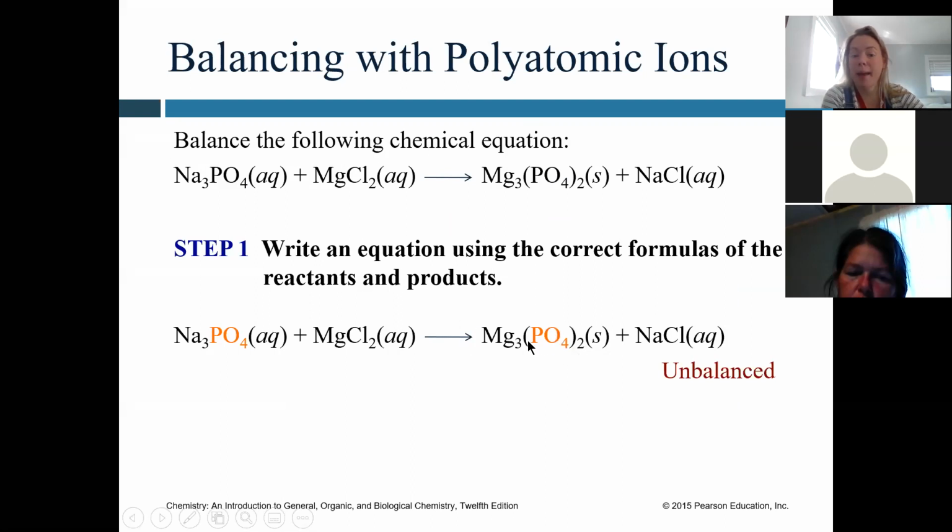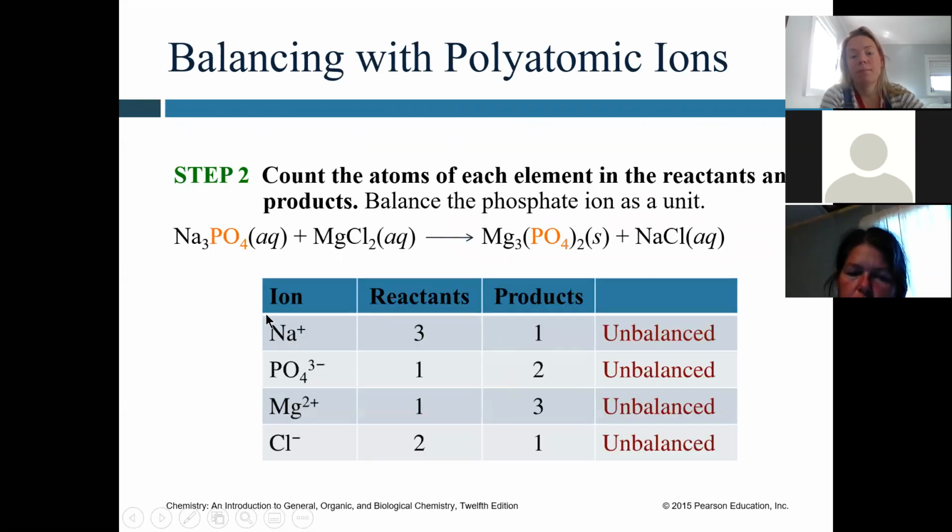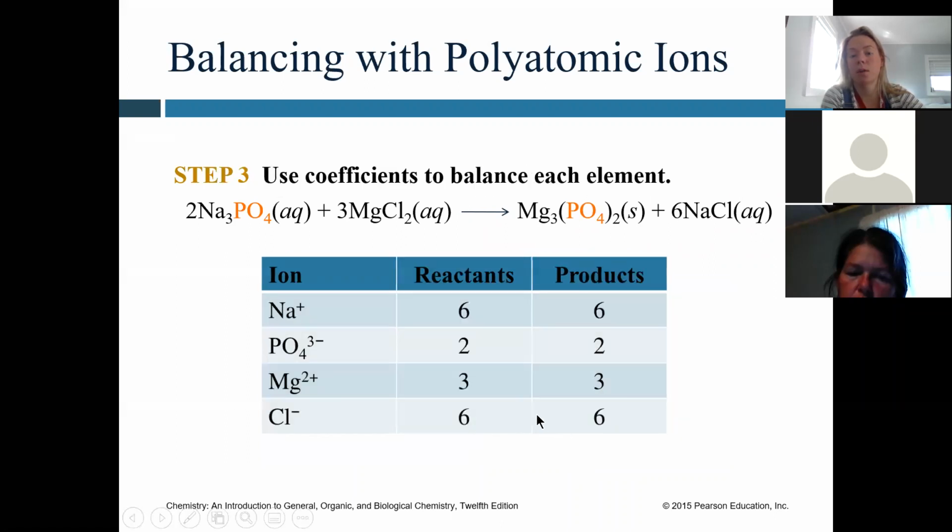So we can treat that as a packet. Count up how many of each thing we have. In this case, we have 3 sodiums and then 1 sodium, 1 phosphate and then 2, 1 magnesium and 3 magnesiums, and 2 chlorines and then 1 chlorine. We want to start messing around with them so that we can get the same amount. And in this case, it's coefficients of 2, 3, and 6, which will balance us out.